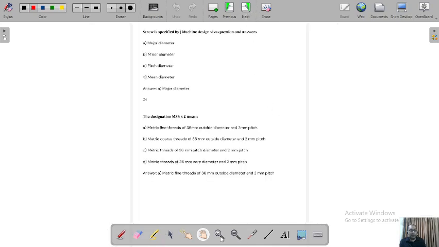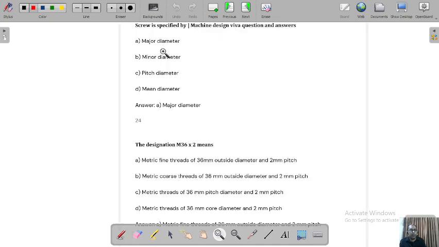Then there are fundamental definitions being explained here. A screw is specified by major diameter, minor diameter, pitch diameter, and mean diameter. In order to specify a screw, the major diameter is the main parameter. The rest are not that important.